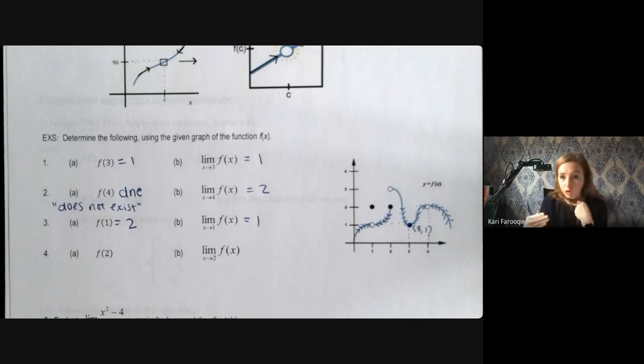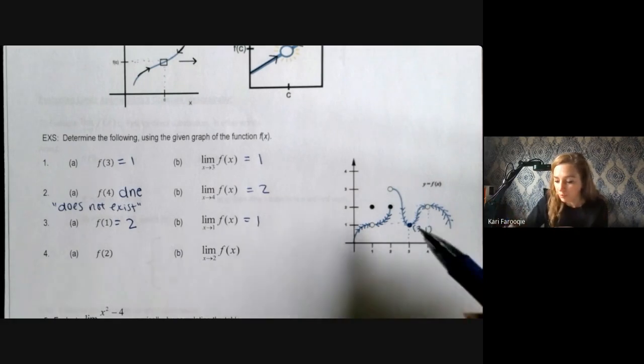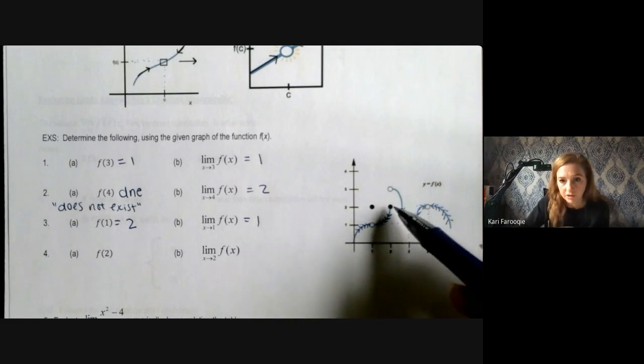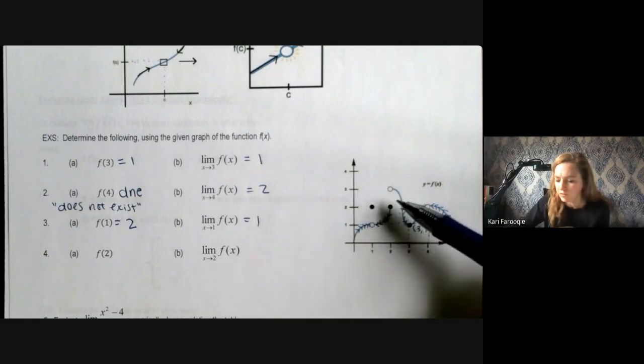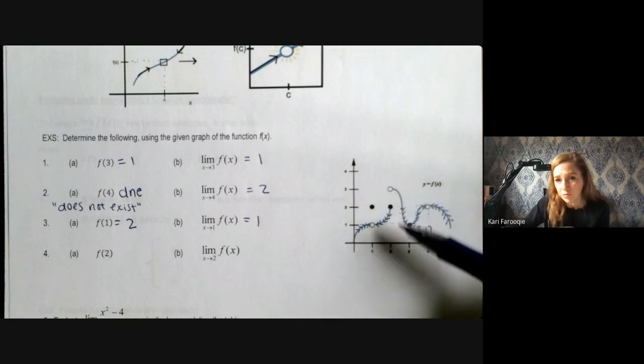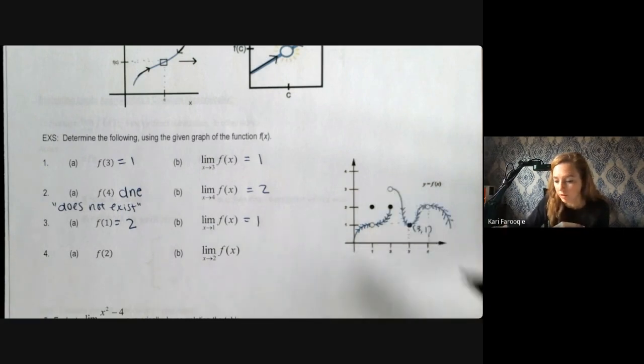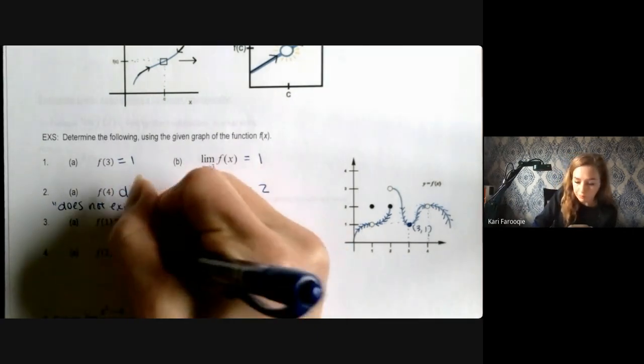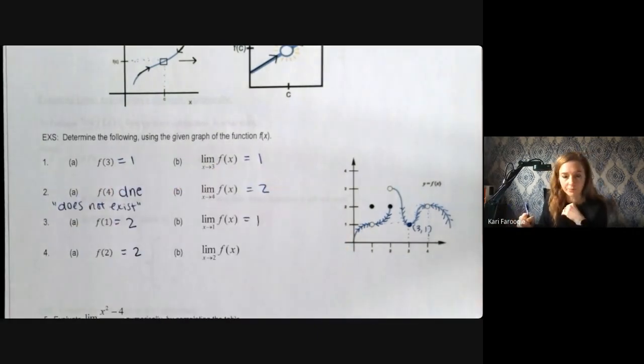f of 2. So this is saying, all right, x is equal to 2. What's the function value? Well, the function value at 2 is 2. So we have the filled in circle. The curve is leading us there. If you're wondering, well, what's going on with this? It's an open circle, so we don't have to worry about it. As far as the function is concerned, f of 2 is 2.